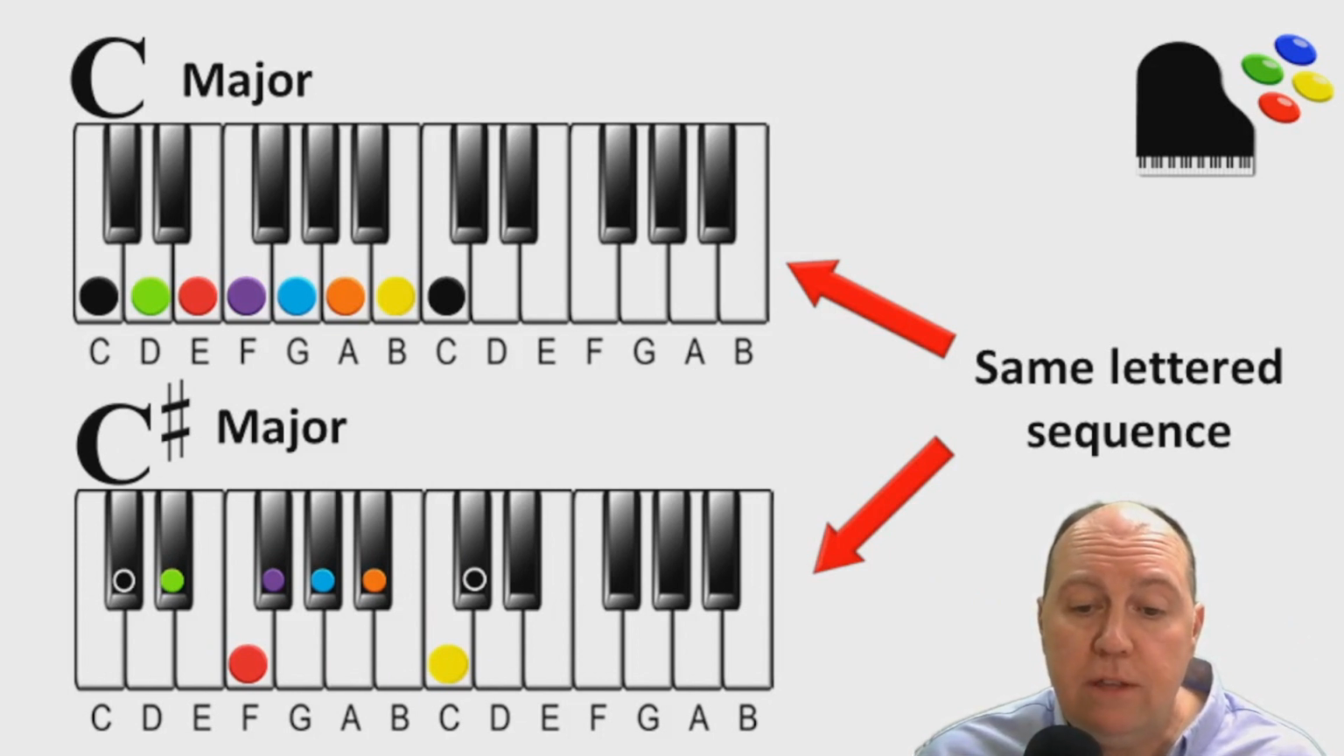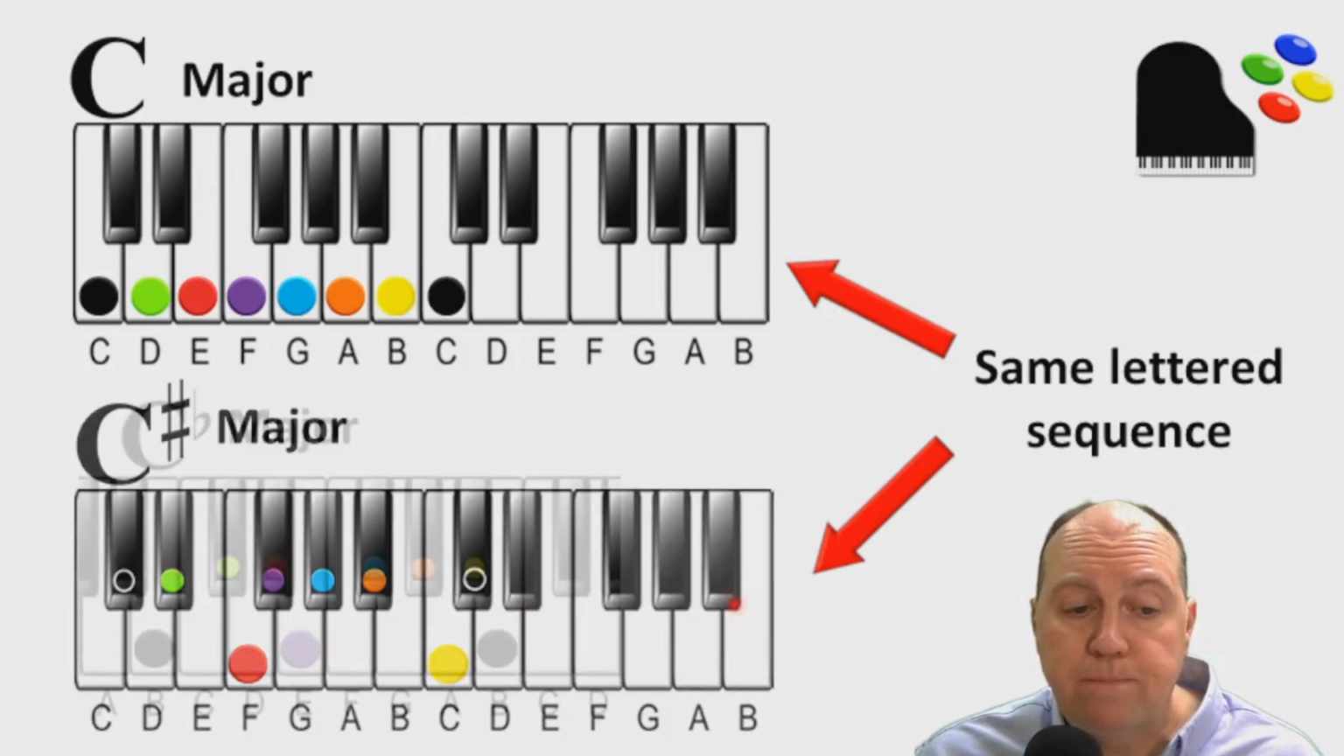So that's an important thing to point out, is that you have these two keys. One of them has no sharps, and the other has all sharps. Every tone in this key is sharped. And if you can understand that, you can understand the sequence of the notes. You just have to know which tones are sharp.